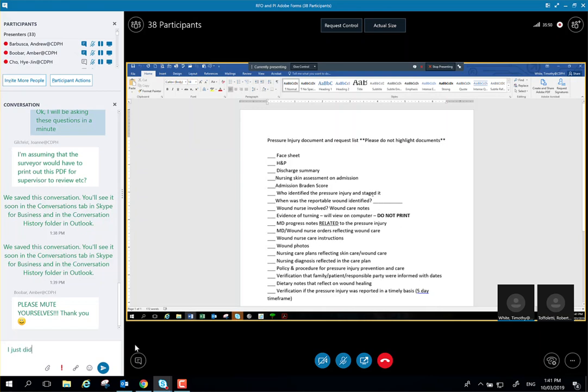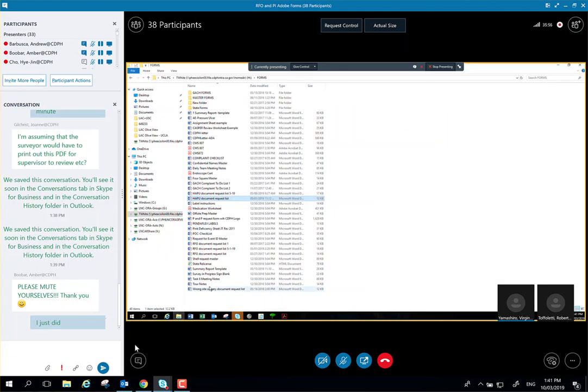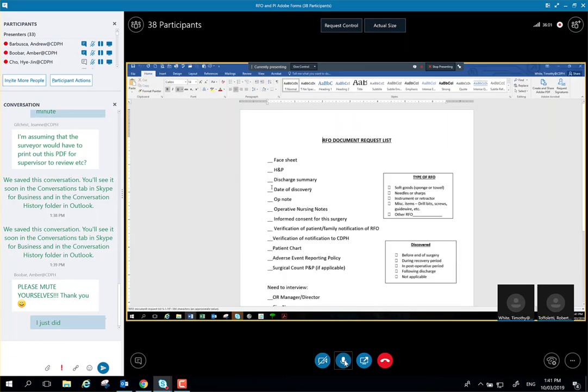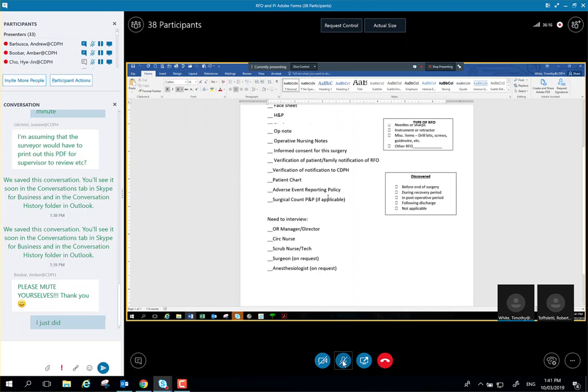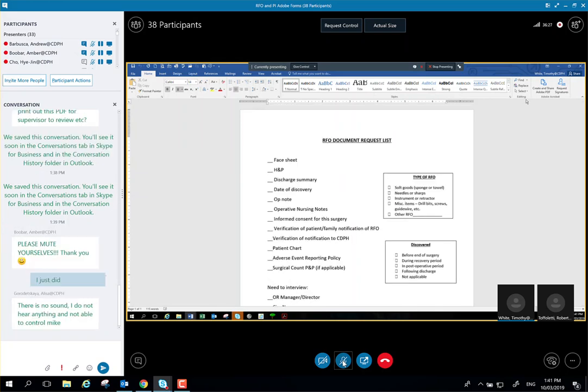I have one of these for RFOs as well. Let me see if I can bring that one up. So make sure we include this part, Roberto. This is the one for RFOs. And you notice I have some check boxes here for what kind of RFO it was. I have a checkbox for when it was discovered, and then the documents I need and the people I may need to interview, so that they can put them on notice that they may be asked to come and interview to complete this investigation. So those are the two that I use.